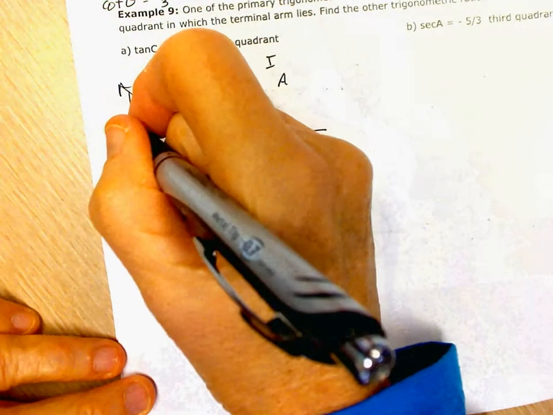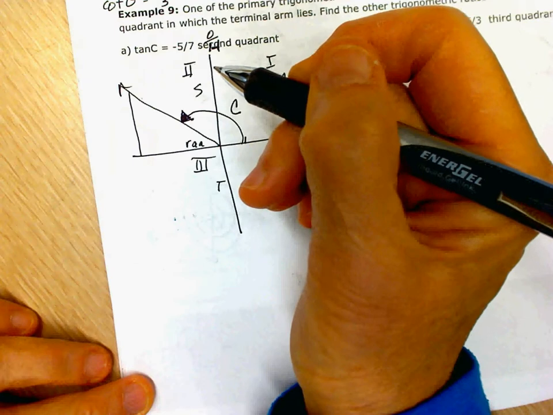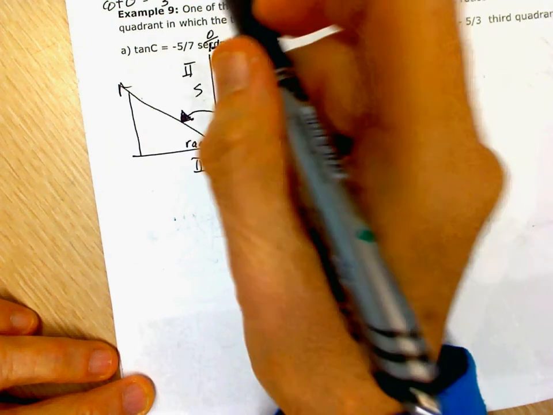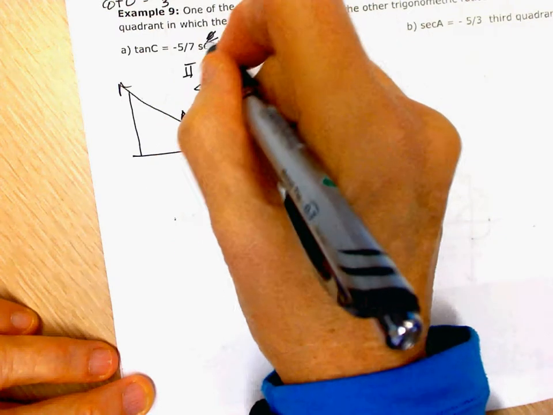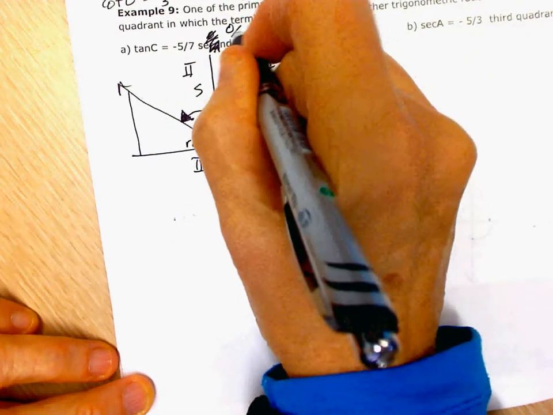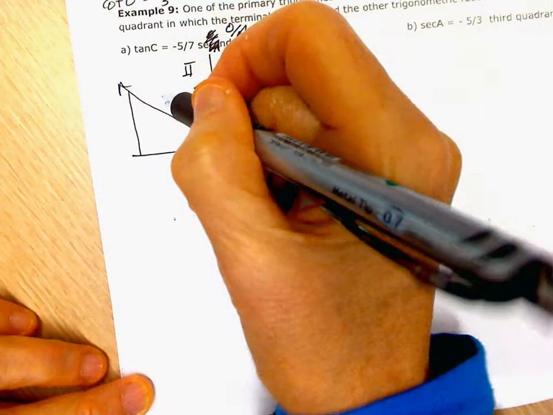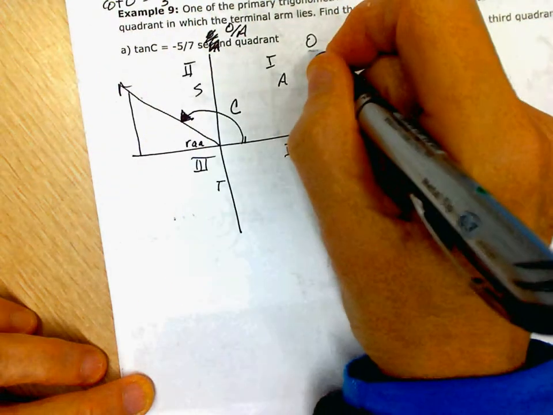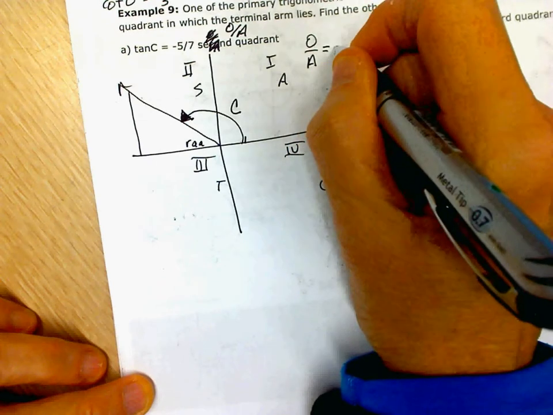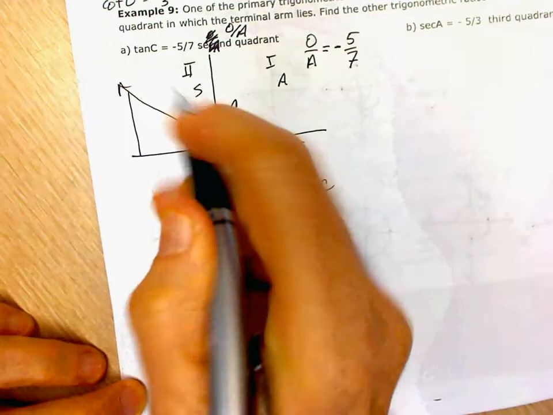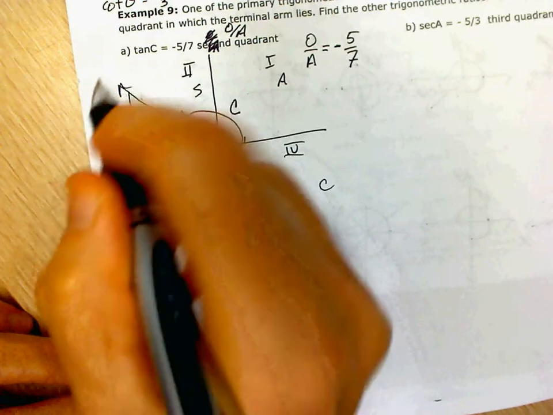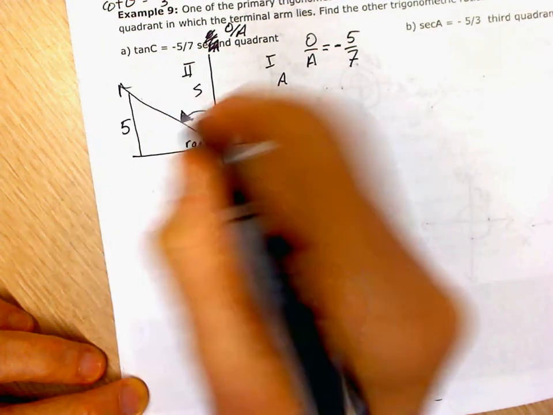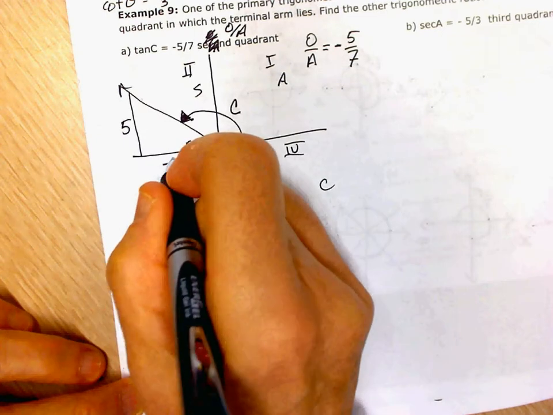Oh, sorry. This is opposite over adjacent. My bad. So tan is opposite over adjacent equals negative 5 over 7. Since we're in this quadrant, the 5 must be positive because this is above the x-axis, and negative 7 is here.